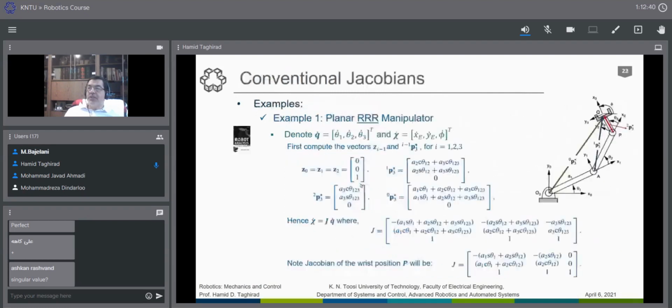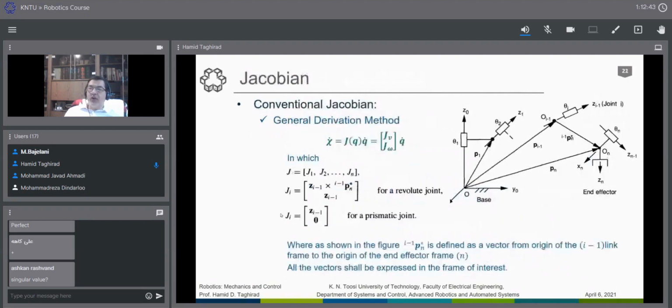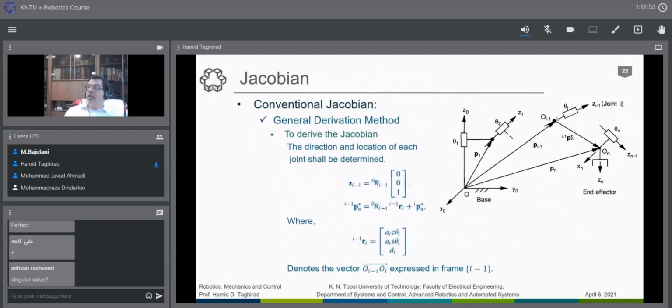First of all, as I mentioned, all vectors here should be represented in one specific frame, which we consider for now the 0 frame. The z i minus 1 is always, as you see, 0, 0, 1 in the frame i minus 1. And if you would like to find it in the frame 0, it is simple to manipulate that by a rotation matrix from i minus 1 to 0. So the z i minus 1 could be found very easily from the kinematic analysis.